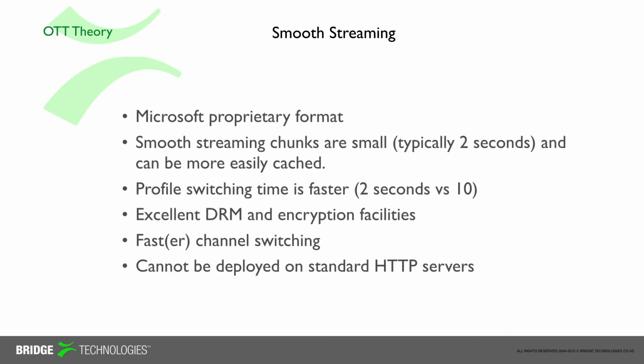Smooth streaming is Microsoft's proprietary format. Its chunks are generally 2 seconds. 2-second chunks are far more easily cached, and when we looked at adaptive bitrate streaming, it makes the movement up and down profiles much quicker, more dynamic. It allows for trick plays. It has very good DRM, as you might expect from Microsoft, but it can't be deployed on standard HTTP servers and is often used in Microsoft Media Room type environments.